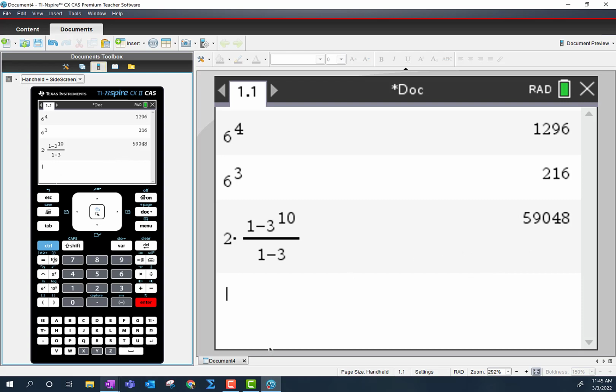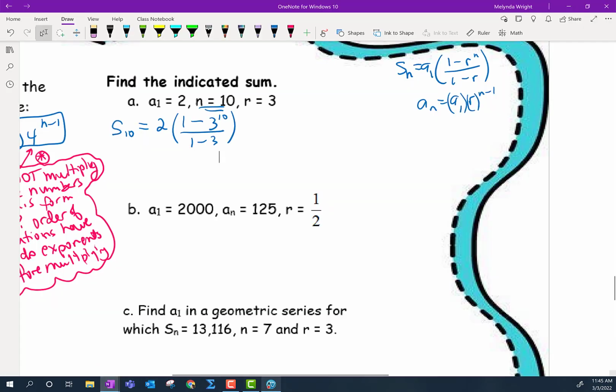All right, so let's go back here and enter that. So this sum is going to be 59,048. So S sub 10 is 59,048. Great, not that bad, right? Okay, so let's see our next one.